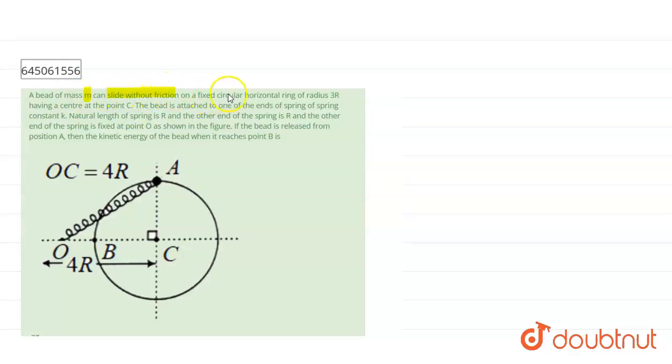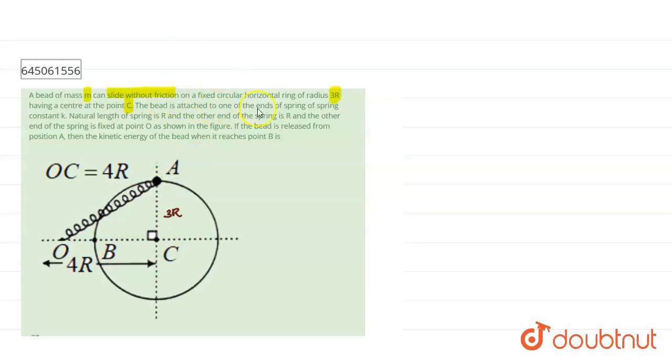Hello students, our question is: a bead of mass m can slide without friction on a fixed circular horizontal ring of radius 3r having its center at the point C. So here a figure of a circular horizontal ring is given and its radius is 3r. Here AC is a radius, BC is also a radius, it is 3r.